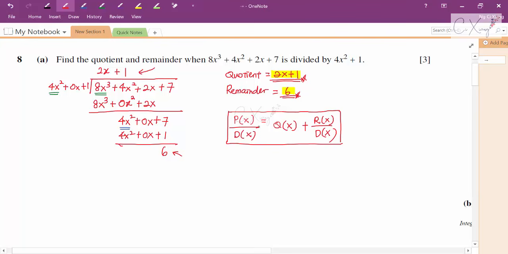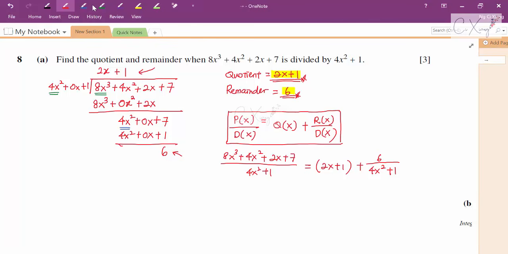All right, so if I want to apply this equation to our example here, the polynomial will be 8x power 3 plus 4x squared plus 2x plus 7, divided by the divisor. So what's the divisor here? It should be 4x squared plus 1, equal to the quotient. So the quotient will be 2x plus 1. The remainder will be 6. And then the divisor will be, again, 4x squared plus 1. All right, so usually for any long division, if you want to express the answer in equation form, generally this is how we can write it out.